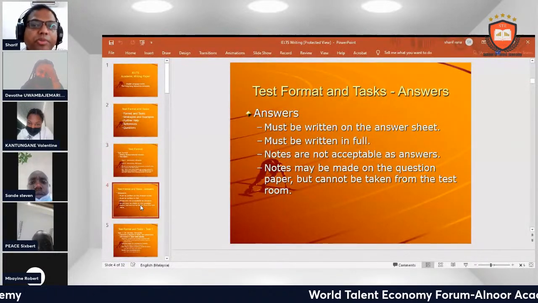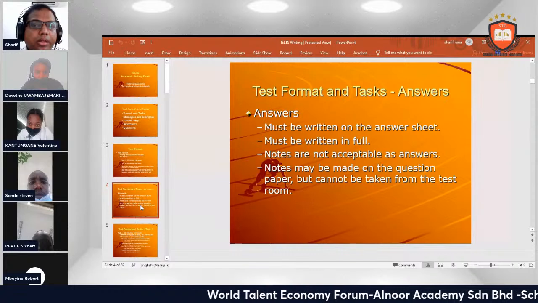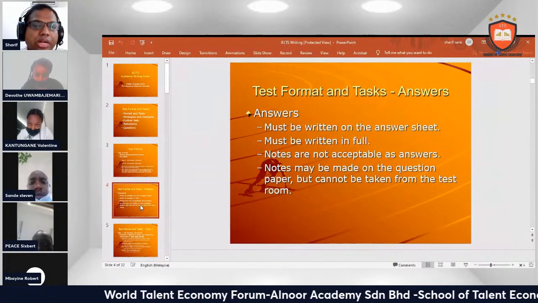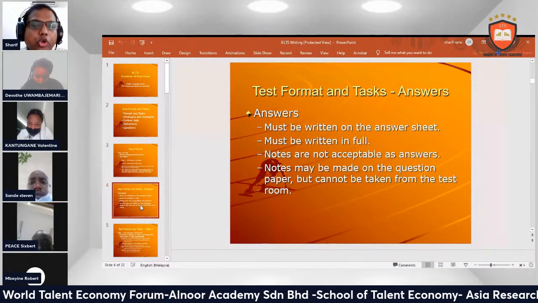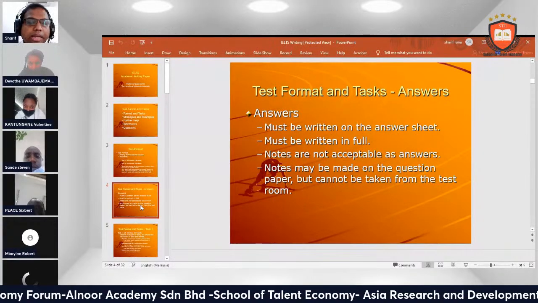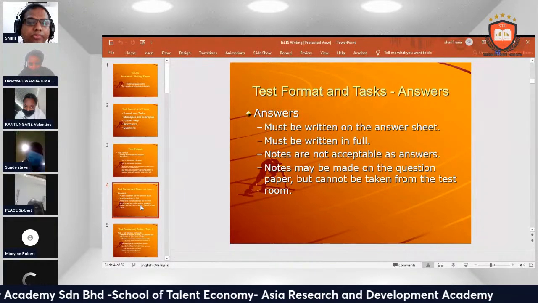Answers must be written on the answer sheet, and must be written in full. Notes are not acceptable as an answer. Notes may be made on the question paper, but it cannot be taken from the test room.